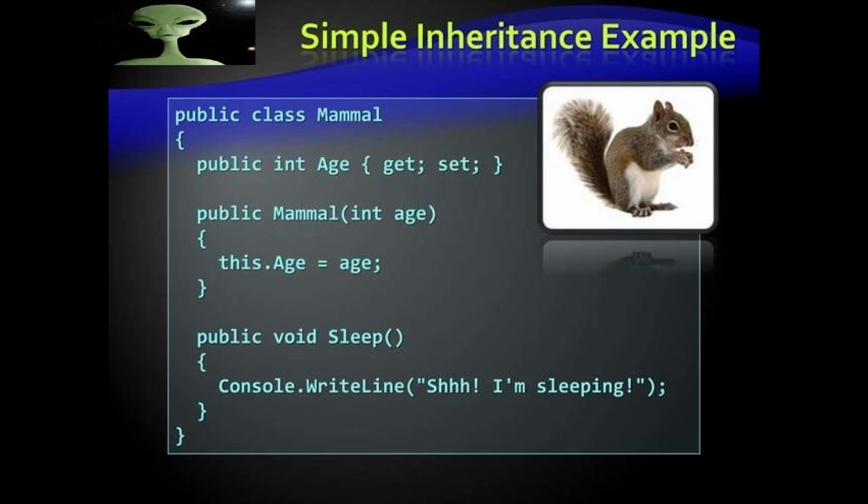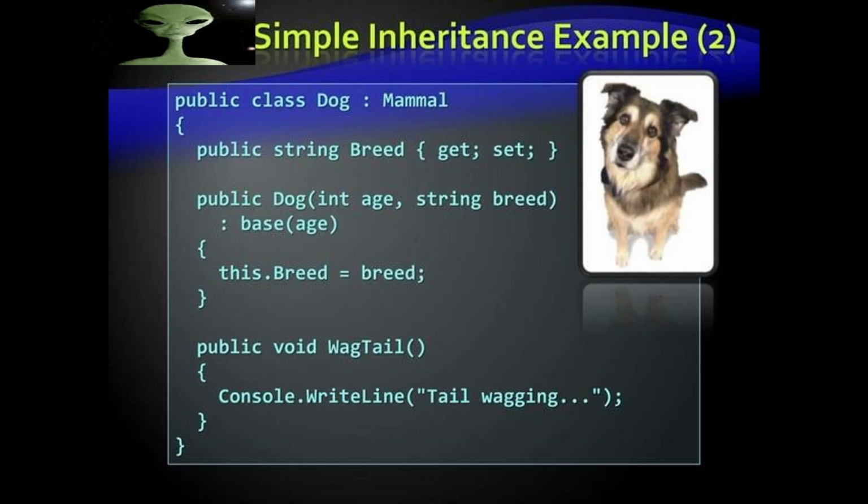This is an example of a class that does not inherit anything. This is a base class. A mammal implements an age, and it has a method for sleep. An example of a class that inherits the class mammal is a dog, which has an extra property for breed, has a constructor that is different from the base class's constructor, yet still uses it, and a new method called wagtail.